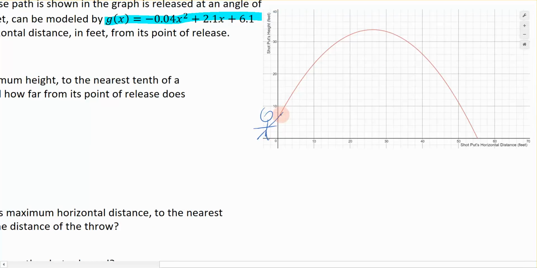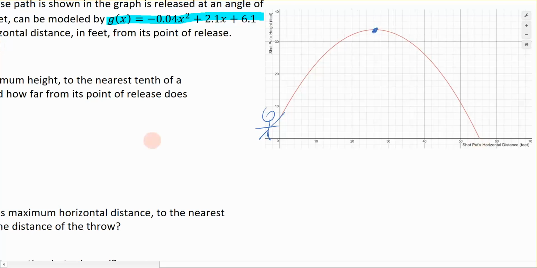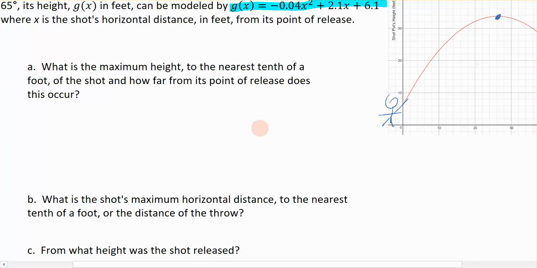So remember that on our quadratic functions we have an object which is going to be traveling along, and when it reaches this point in here, whatever this point is, that's the maximum height it's going to get, and then it's going to come back down. So this question, letter A, is referring to what is the maximum height, so the y value associated with this point, and how far from its point of release does this occur. So how far is it going to be from where he released it?